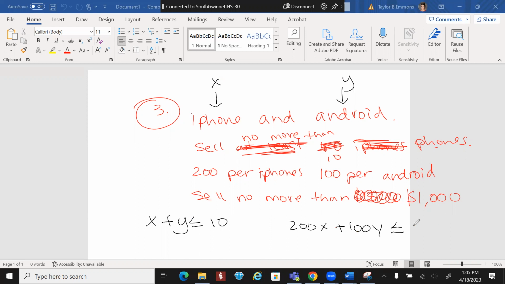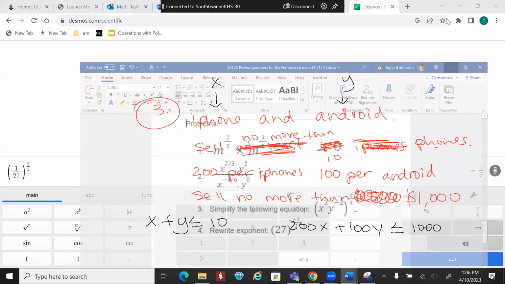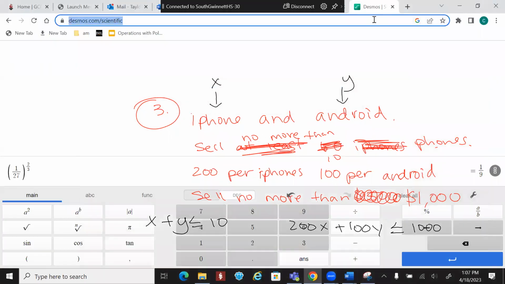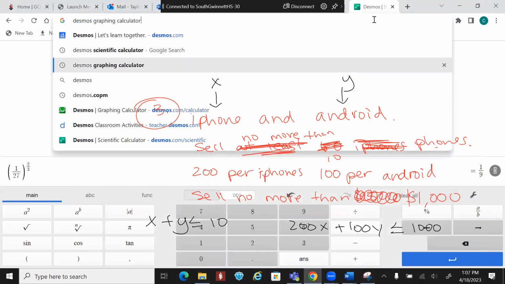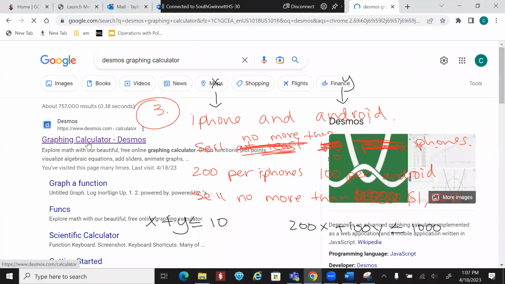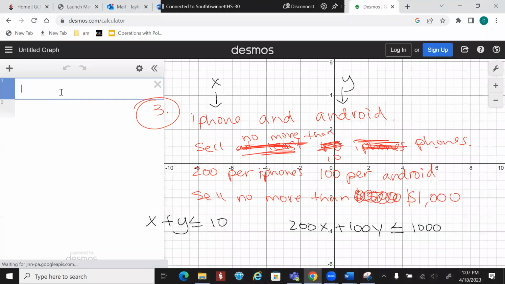No more than 1,000, right? So it's got to be less than 1,000. We're going to take this and we want to find a solution for this. So I'm going to take these two inequalities and I'm going to go into Desmos and use my graphing calculator on this one. And I'm going to type this into Desmos.